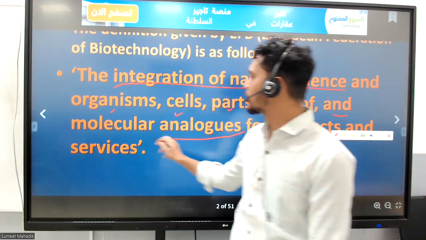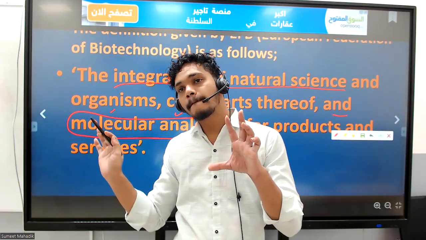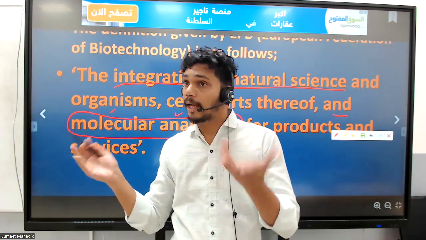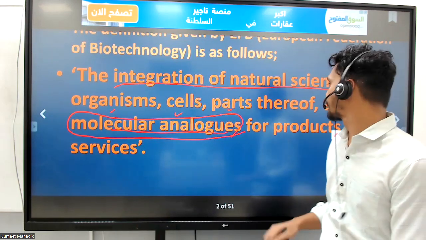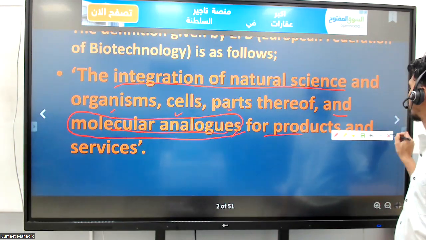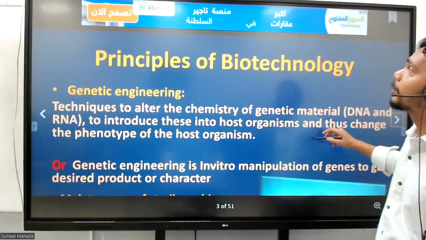What are molecular analogues? E. coli DNA was not ready to produce insulin, so we manipulate it. So molecular analogues are there for production and services. So let's talk about the principles of biotechnology.